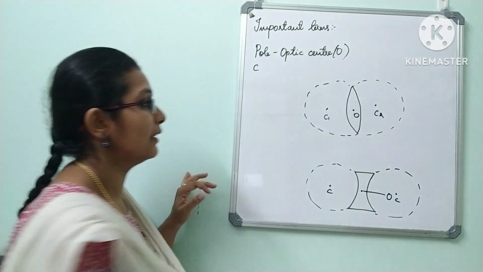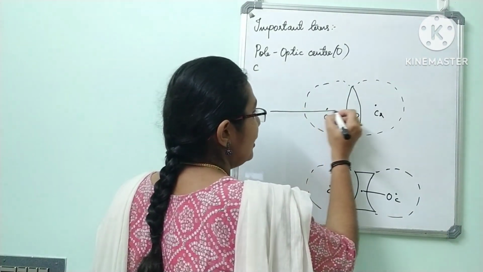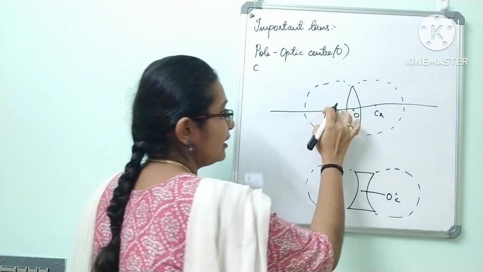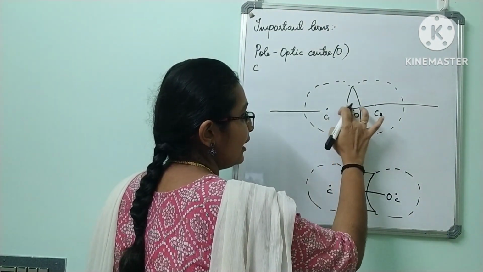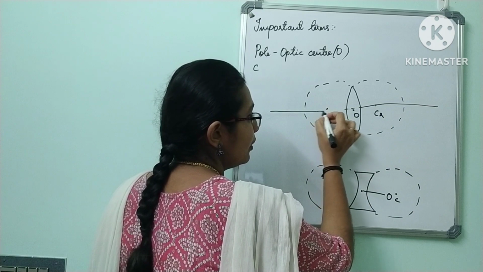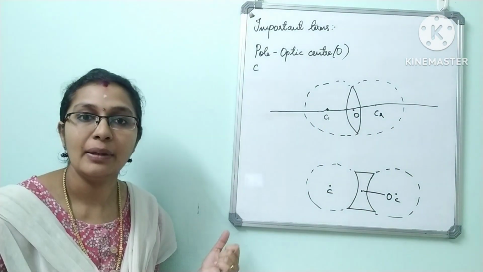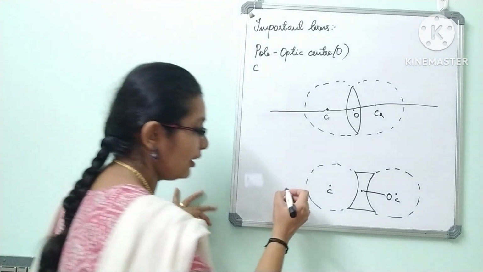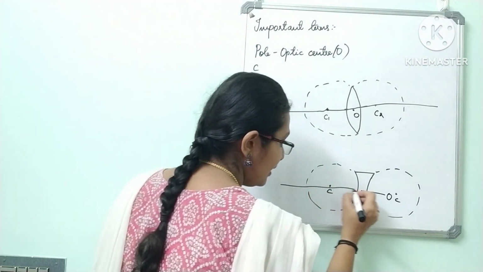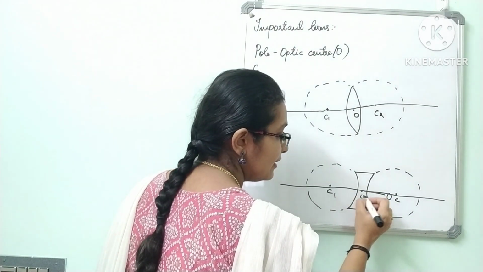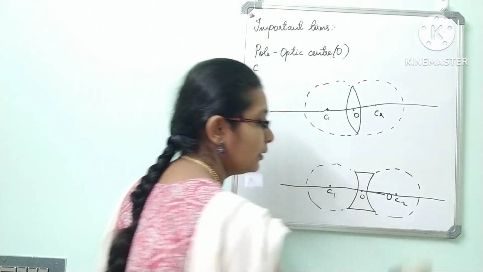Okay? Yes. Now a line joining both the centers of curvature along with the optic center. I am very sorry, my line is not correct. So an imaginary line joining both the centers of curvature and the optic center is nothing but called the principal axis. Yes or no?